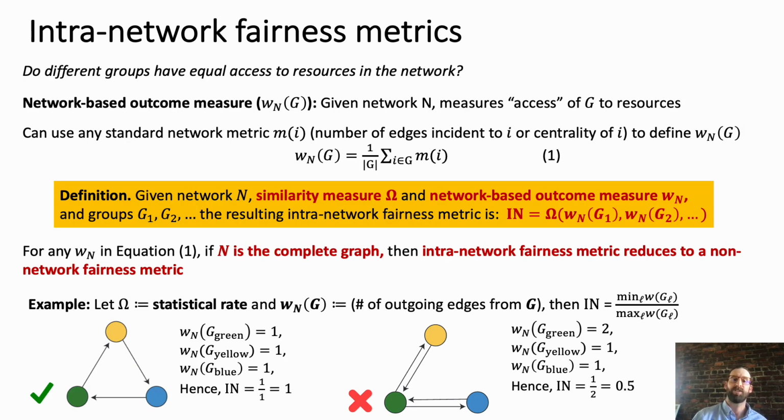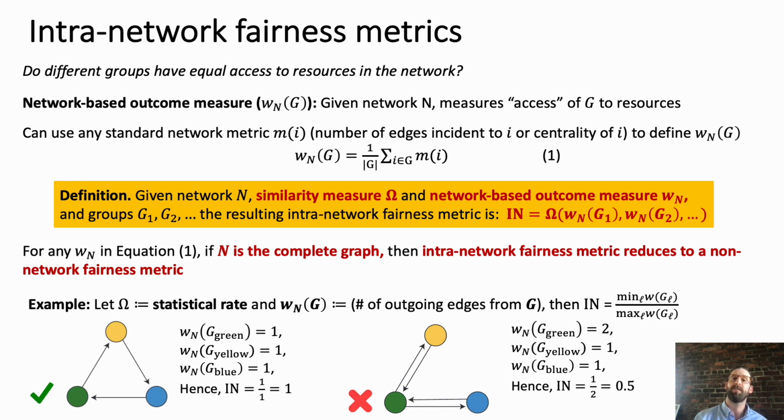Intra-network metrics generalize non-network fairness metrics. They are composed of an outcome measure and a similarity measure like traditional non-network fairness metrics. The difference is that while each of these parts of the non-network fairness metrics are independent of the network edges, the outcome measure of an intra-network metric is a function of the edges.